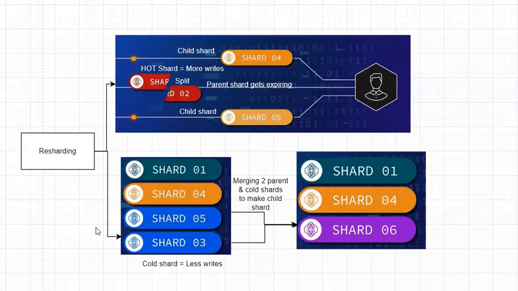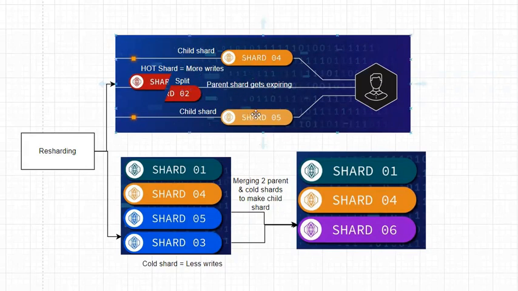Sometimes some shards don't even get writes or reads. Less writes or reads happen on some shards. We call those types of shards cold shards. Whenever we have a hot shard, what do we require? We require high throughput from that shard, right? Yes. So what we do is split that parent shard, and we create two child shards.